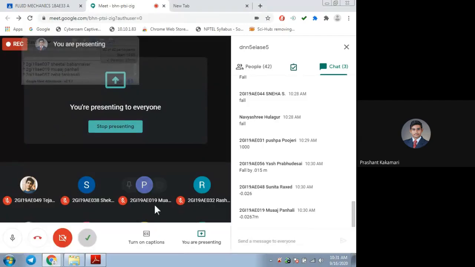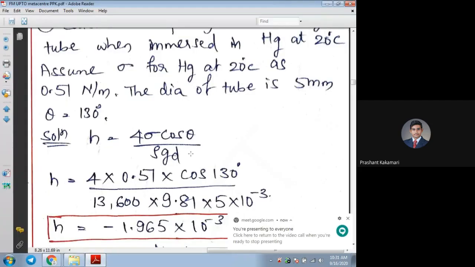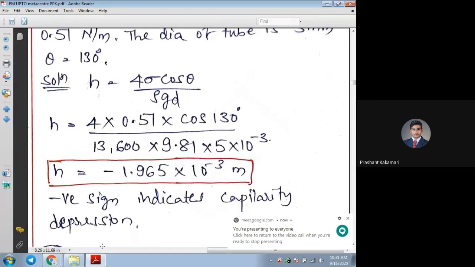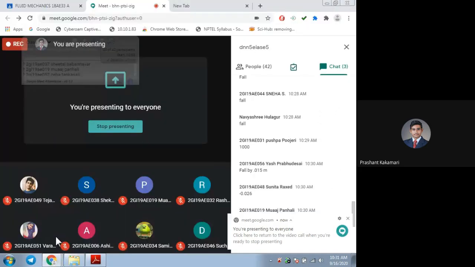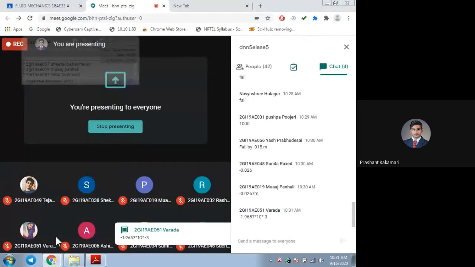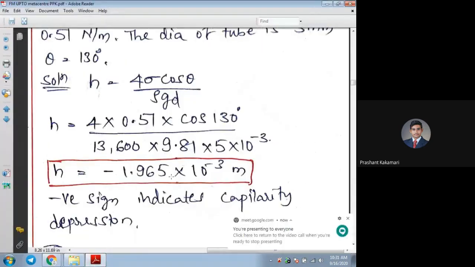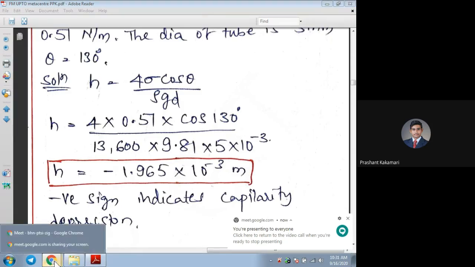Minus 0.026. For the mercury, just check. To keep that answer as it is, write it as a comment for the water. You can write it as for water. So check whether it is 0.015 or 0.026, whatever. If the angle is like that, that will be a fall. Minus 0.00196. Yes. Minus 0.00196 meters is the fall in the mercury level. Very good.